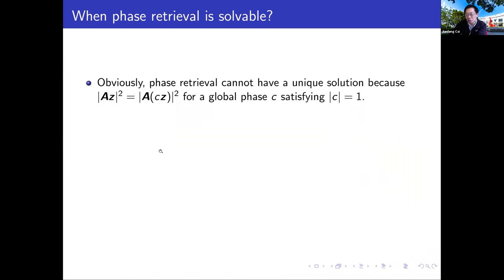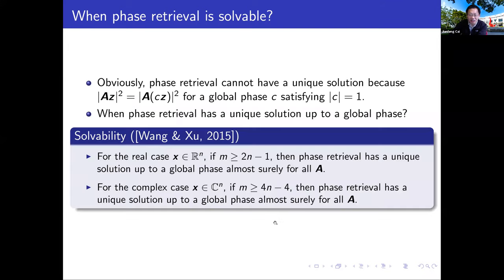So to solve this problem, of course, we first need to consider the solvability of the phase retrieval problem. Obviously, the phase retrieval problem cannot have a unique solution, because if Z is a solution and we multiply Z by a constant C, where C has absolute value one, then CZ is still a solution of the phase retrieval problem. So then we may ask when the phase retrieval has a unique solution up to this global phase.